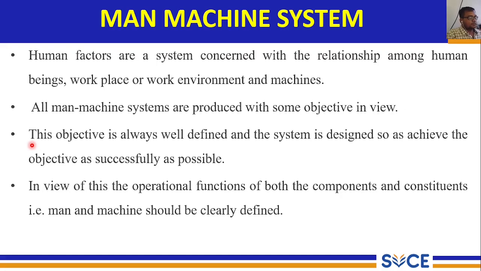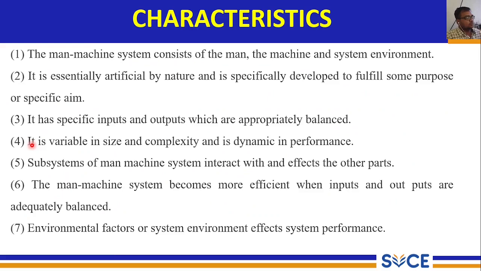So we will see what the characteristics of a man-machine system are. A man-machine system consists of man, machine, and the system environment put together. It has specific inputs and outputs which are properly balanced, and it is more efficient when inputs and outputs are adequately balanced. That is a key important category.